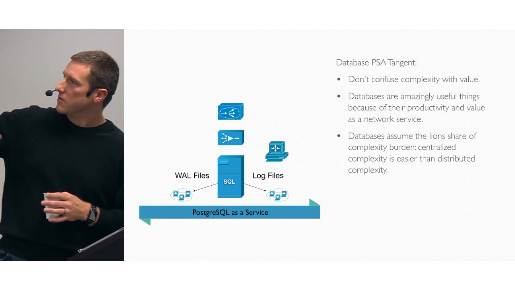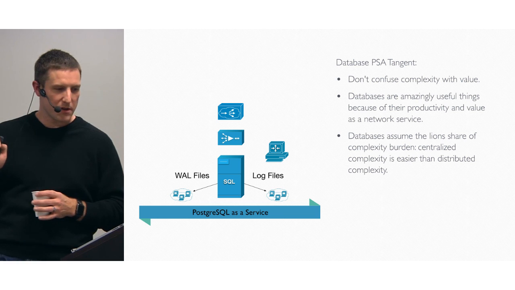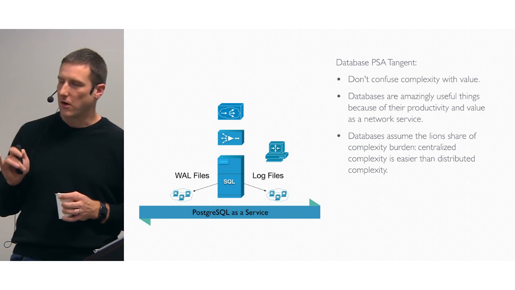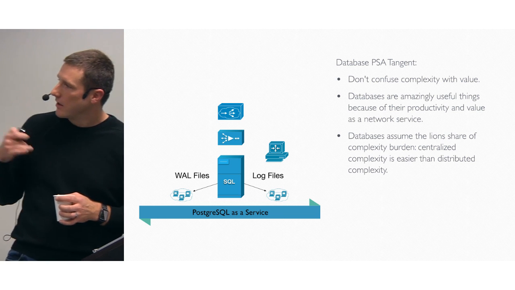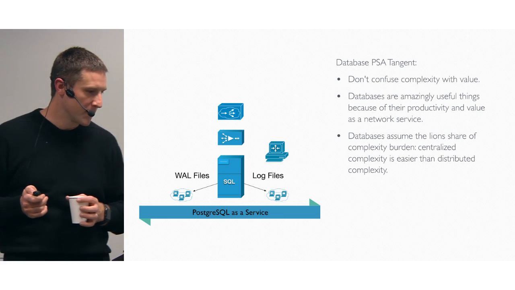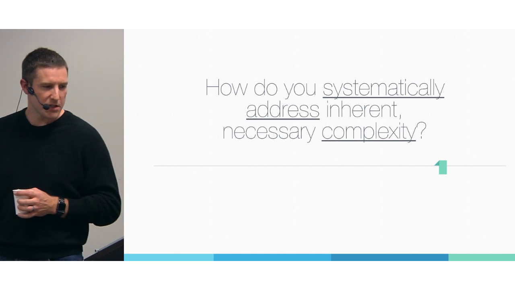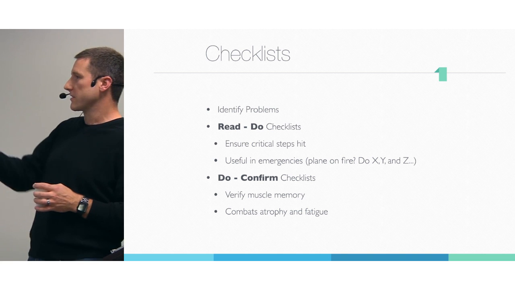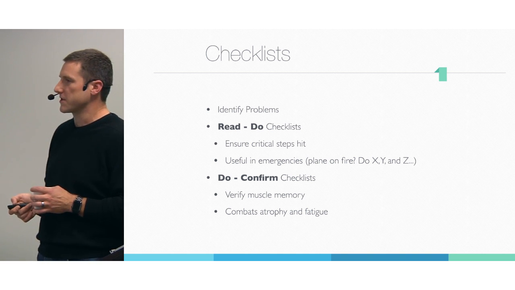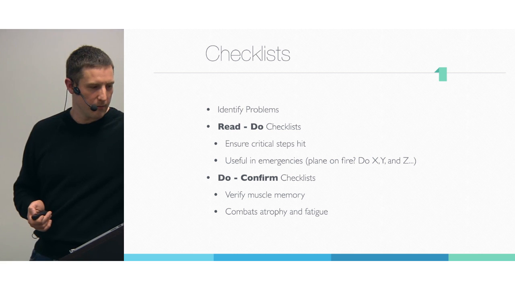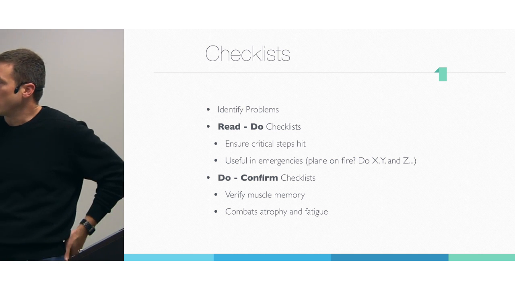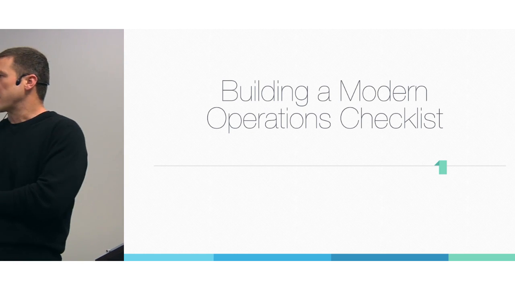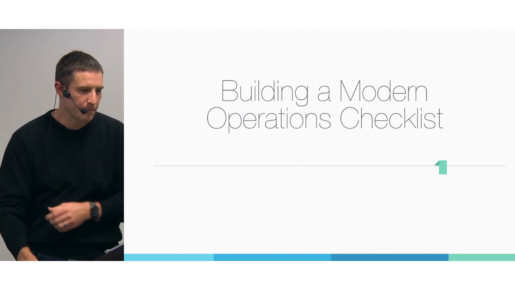Real quick tangent though, don't confuse complexity of databases with it not providing value. Databases provide an amazing service on the network, and they unfairly get picked on. Myself, I like to pick on them. So managing complexity, you've got these two simple services, just a simple database and all of its constellation of processes. You have an echo service there, and it's a relatively small set of failure modes. So how do you systematically address this necessary and inherent complexity?